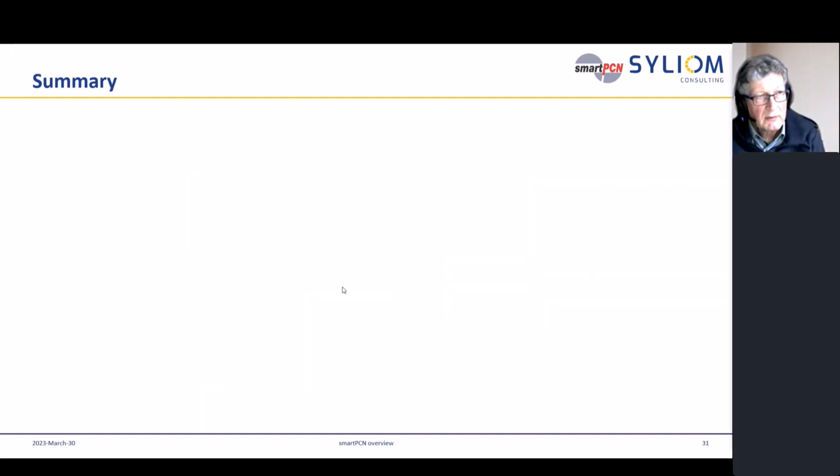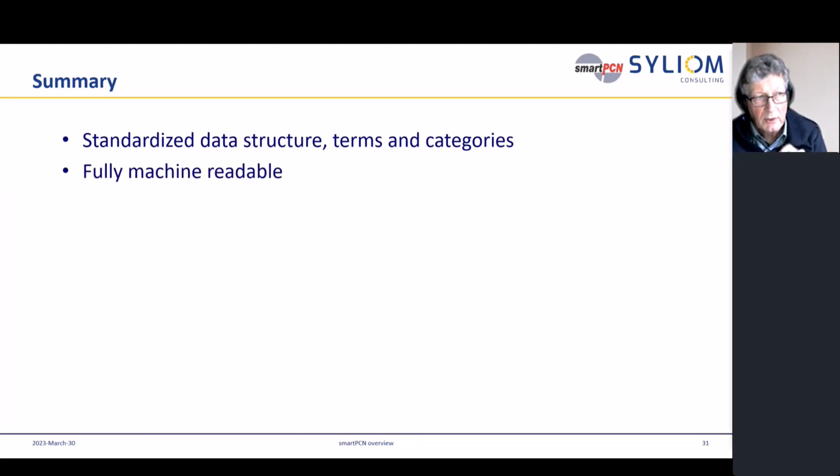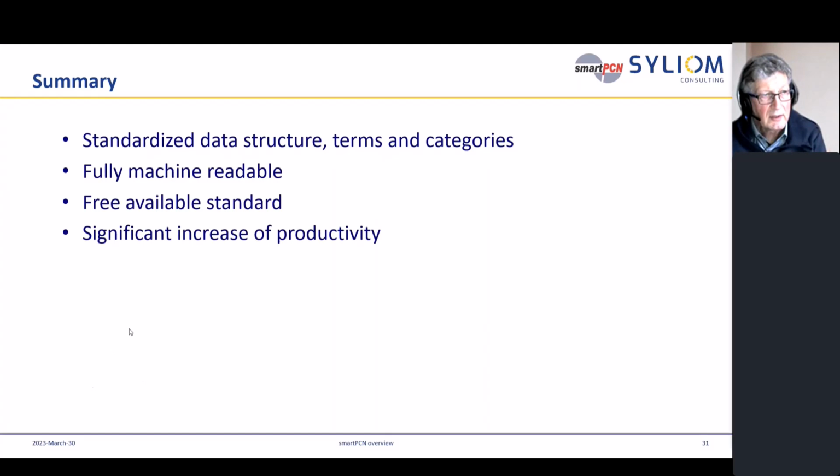So the summary regarding smartPCN. smartPCN is a format. It has standardized data structures, terms, and categories. It is a description of how to provide a digital form of a PCN and PDN through the whole supply chain. It is fully machine readable. Therefore, we have this XML portion in it. It's a freely available standard.